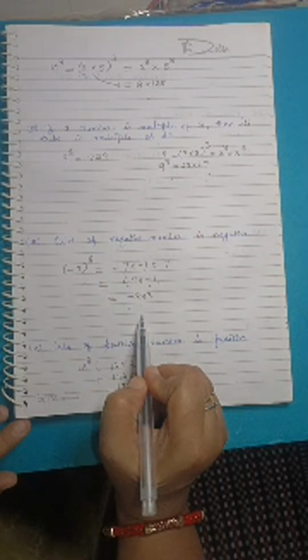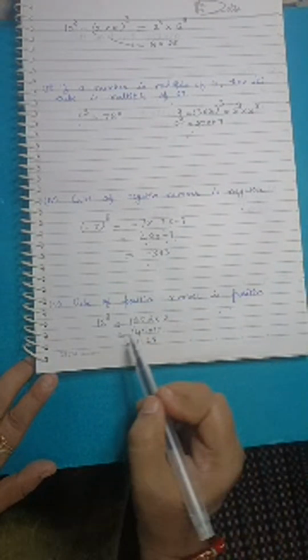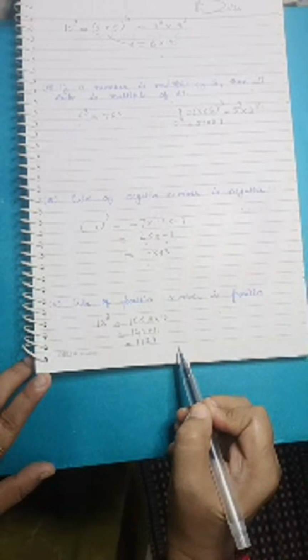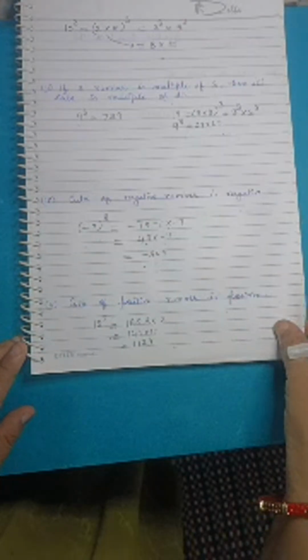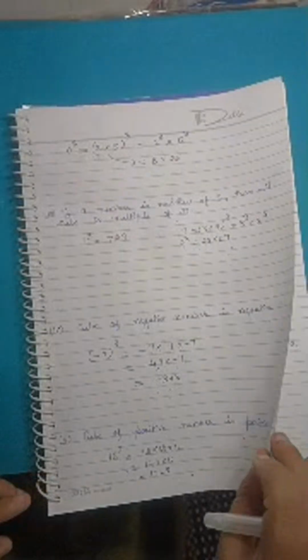Similarly, if I talk about the cube of a positive number, you are always going to get the cube of a positive number as positive, right? I hope the visibility is proper. If it is not proper, please send me a message in the chat box so that I could understand.